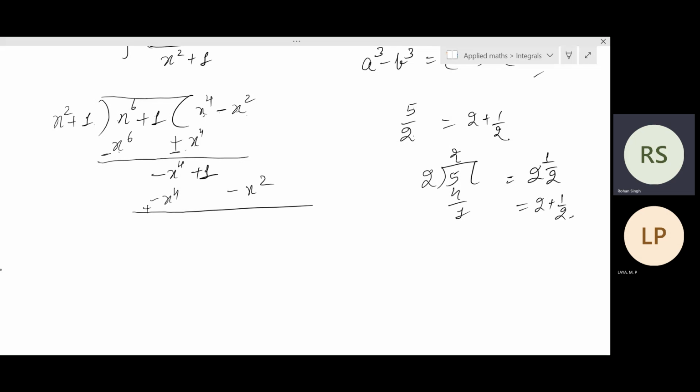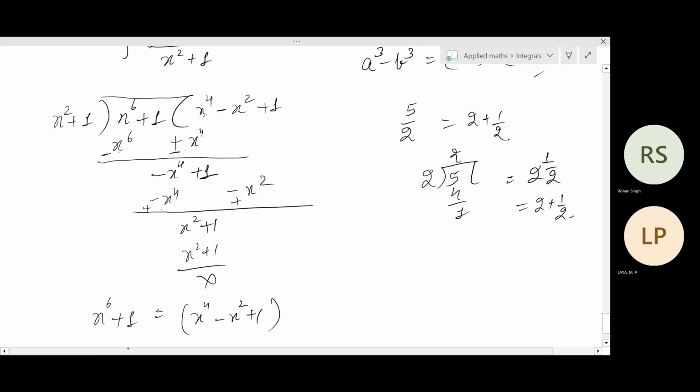Then again draw the line and change the sign. The negative and positive will cancel, and this will become positive x squared plus 1, sorry, not minus 1. So we have x squared plus 1 and x squared plus 1, the same thing, so we get 1, and this cancels out. That tells us that x to the power 6 plus 1 can be written as the quotient x4 minus x squared plus 1, into x squared plus 1, plus the remainder, which was 0.